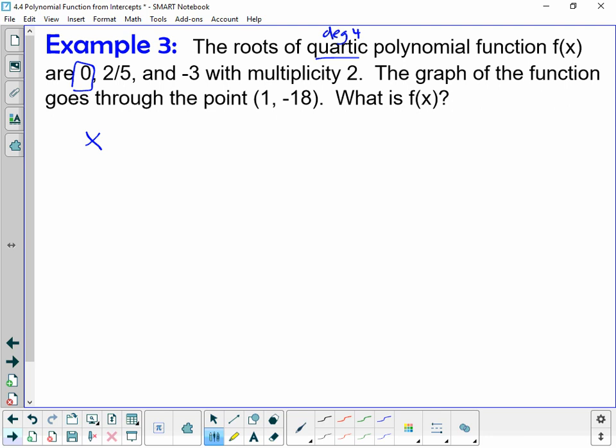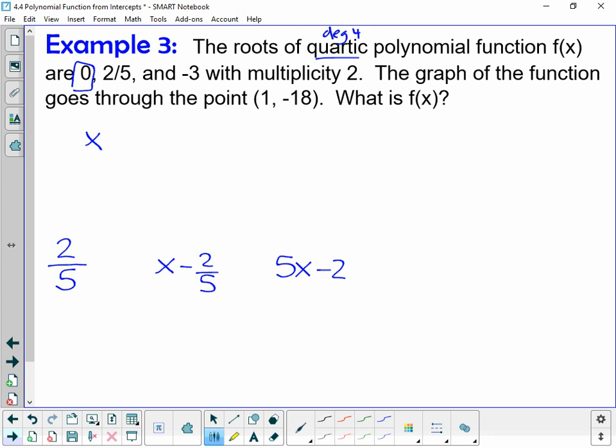The next one is a little bit tricky, so I'm going to do a little scratch work down here. 2/5 is our 0. So you could, if you want, write it as x minus 2/5. There's nothing wrong with that per se, but it can get a little tricky multiplying it out with that fraction in a minute. So another way to write that factor would be 5x minus 2.